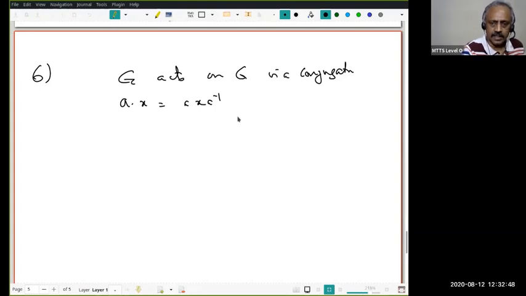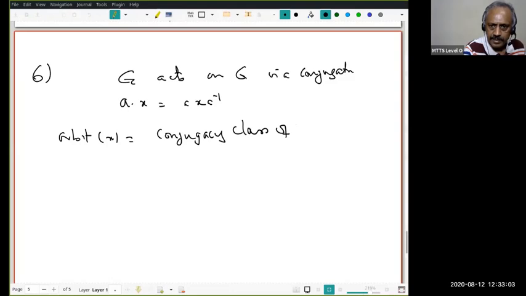Okay. Now we know what the orbit is. The orbit of X is the collection of all elements A X A inverse as A varies over G. That is what you call the conjugacy class from your group theory, right? The conjugacy class of X is the collection of all A X A inverse. Is it okay? Good.